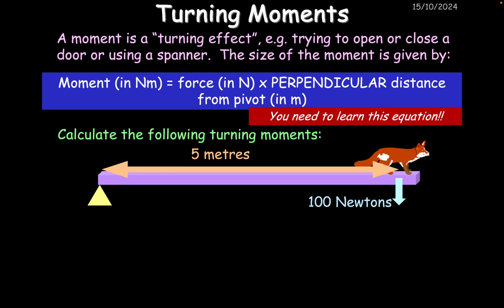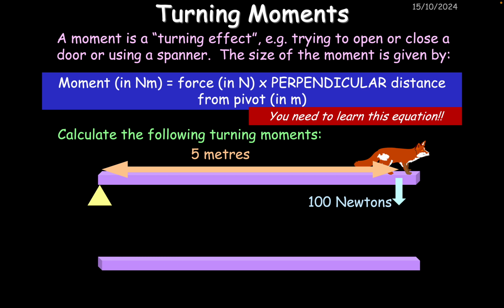Can you work out the turning effect due to the fox? Well, the force is 100 newtons, and we need the perpendicular distance from the line of the force. Remember, the line of the force is up and down, so the distance is automatically perpendicular. So it's 5 times 100, which is 500 newton meters.